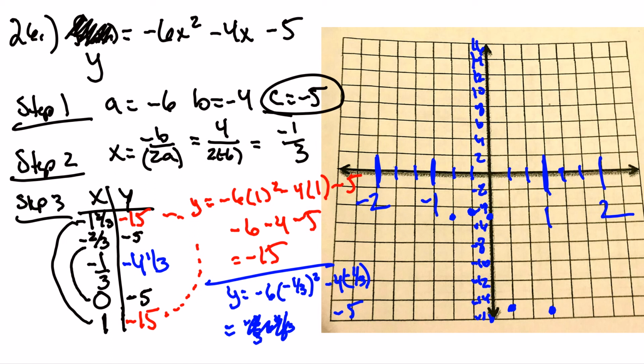I almost forgot I changed my x scale. And then negative 1 2/3 down to negative 15. So I make my U. It is symmetrical through my vertex, so everything looks pretty good.